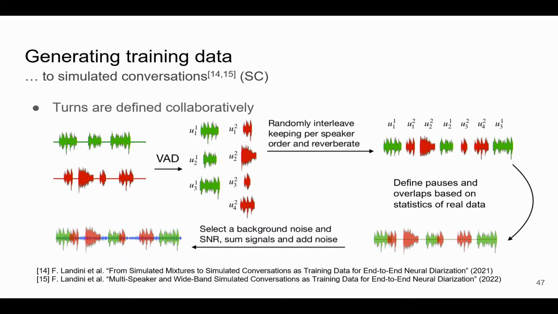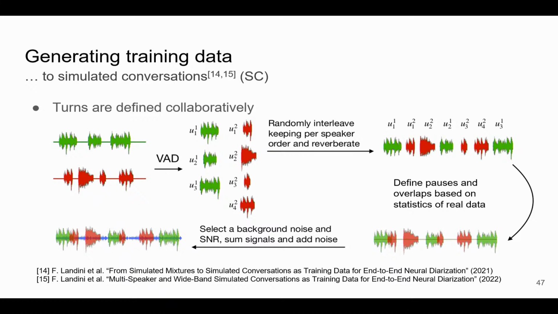So some of the work we did was to, okay, let's try to improve this and see if we can actually improve the quality of our model, because we improved the quality of our simulated training data. So we said, instead of defining the turns independently, let's do that collaboratively. So we have the size of the conversations as before, the telephone conversations. We run VAD, we get the segments.